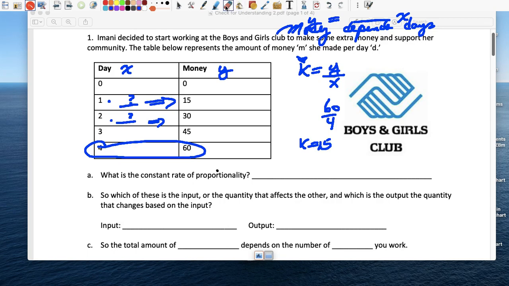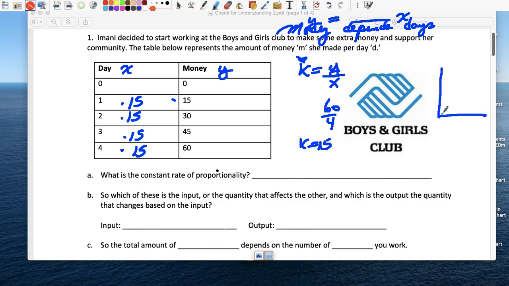Well, let's try it out. Times 15, that works, times 15, that works, times 15, that works, times 15, that works. If I put it on the graph, it'd be 1 and 15, 2 and 30. You'll see that's proportional. The constant of proportionality is the same. What is the constant of proportionality? K equals 15. All right.